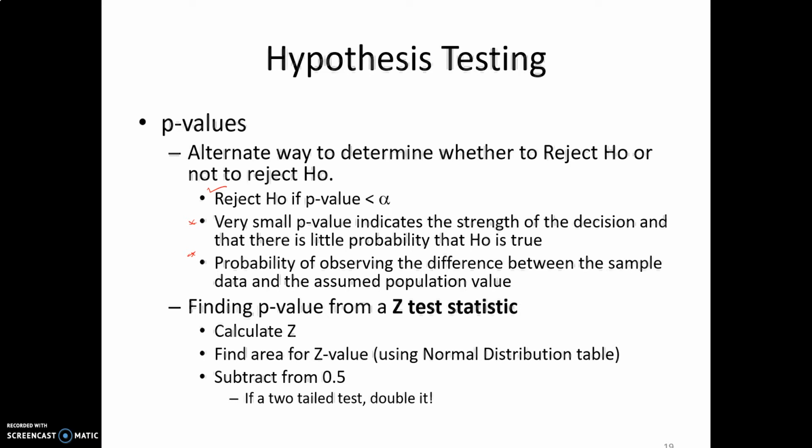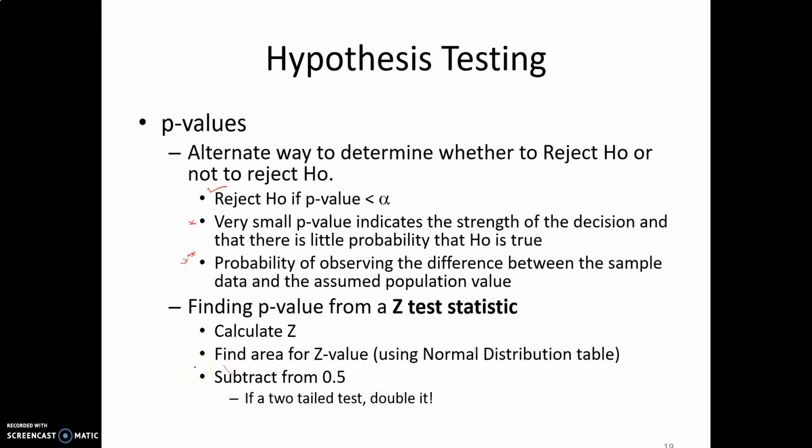The p-value is defined in this last statement here as the probability of observing the difference between the sample data and the assumed population values. Remember, in sampling, we collect the data, we calculate different things from that data, and then we can compare it to the assumed or claimed population value. So if the p-value is really small, it indicates that the probability of observing the difference that we saw between the sample data and the population value is really small.